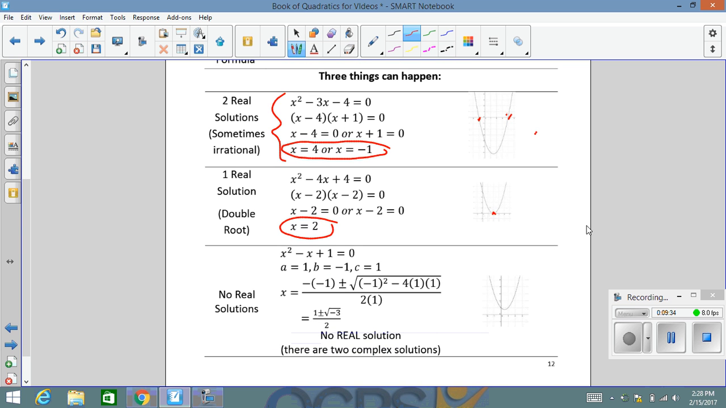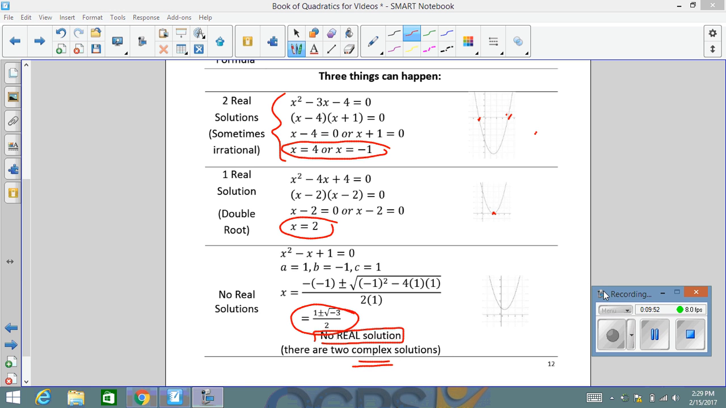And the last thing that happens is you can get that negative under your square root. For right now, we're just saying no real solution. Later on, you'll learn about complex or imaginary solutions. That's going to happen when your parabola does not cross your x-axis. So we are basically done with solving our quadratic equations. We're going to do some review, then we're going to be ready for our test.